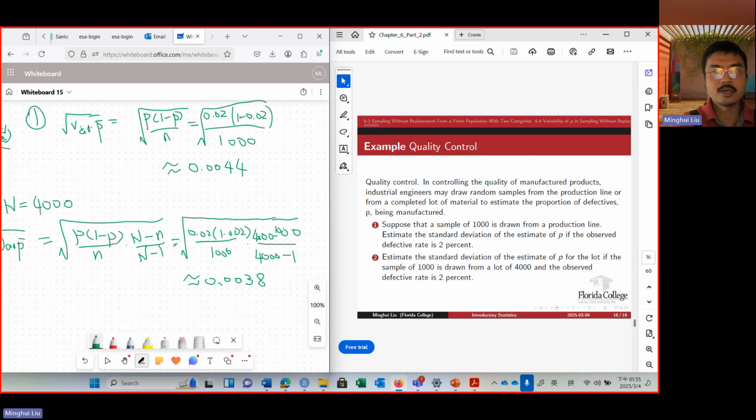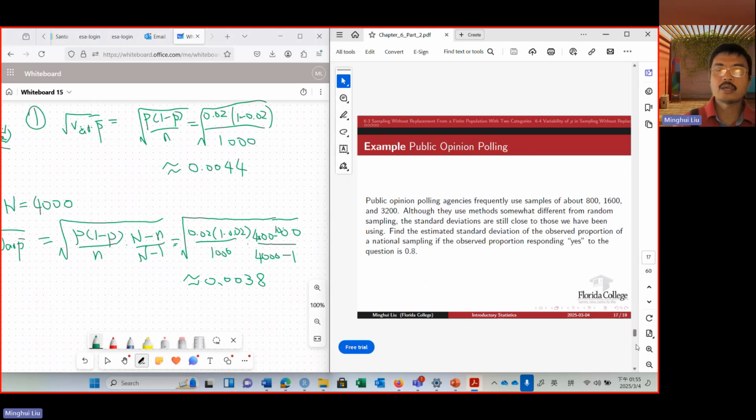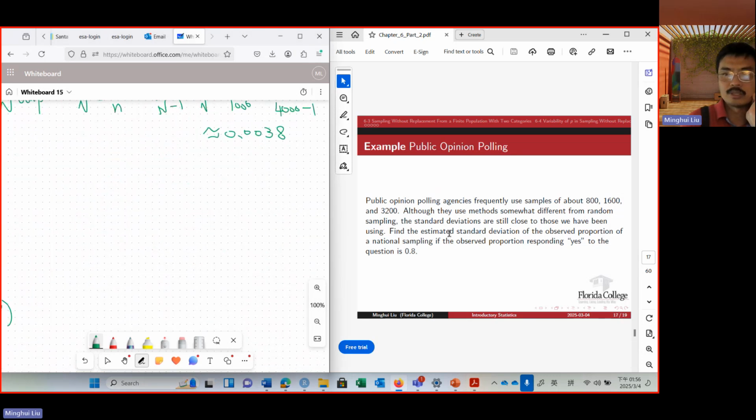So that tells us that from a finite population of 4,000, we do get a little bit better approximation than from this infinite population. All right, and we can also look at the next example, public opinion polling. If we want to know the public opinion of the general population, we can use a sample of size about 800 or 1,600 or 3,200, etc. And now we would like to find the estimated standard deviation of the observed proportion of a national sampling if, let's say, the p-bar value is 0.8. So let's look at this example.